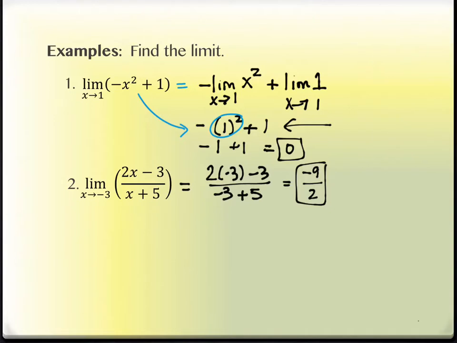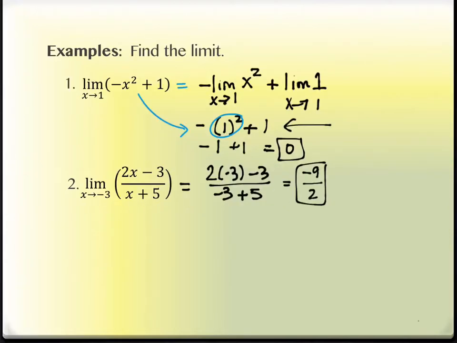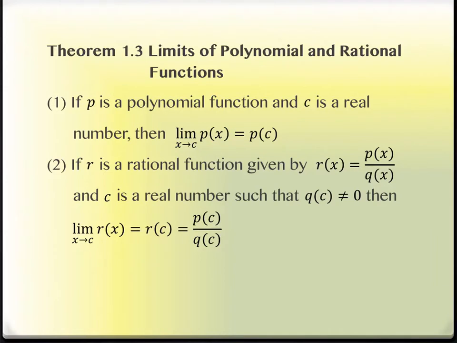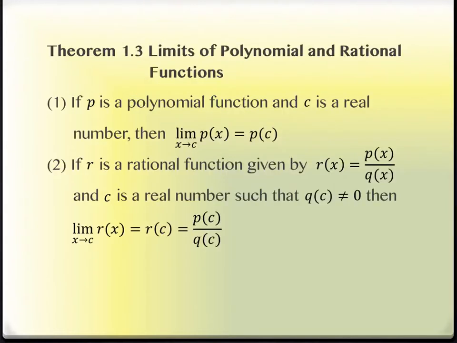Lots less work than creating tables, isn't it? Yeah, it is. So let's look at a few more theorems with some different features of limits that are super helpful for us. In particular, the first example we just did, -x² plus 1, is what we call a polynomial. And the second one that we did, number 2, is called a rational function because of the ratio. So these 2 properties apply to the exact problems we just did.